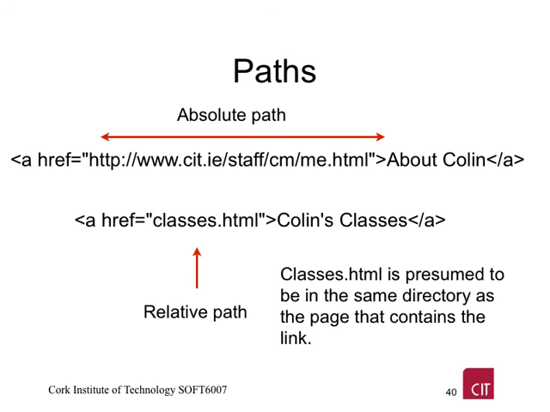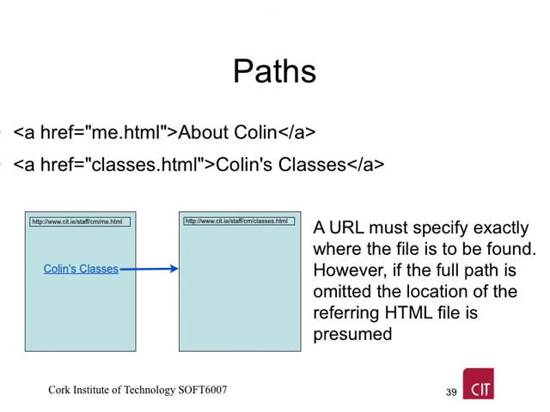And relative paths are handy because it allows you to move things around fairly easily without worrying about all the links working or not working. So if CIT was to change to mtu.ie, any absolute links to CIT pages would have to be changed. But any relative links would be fine.